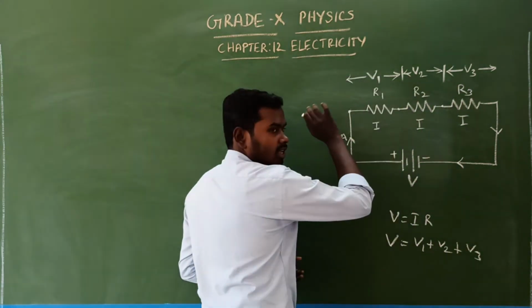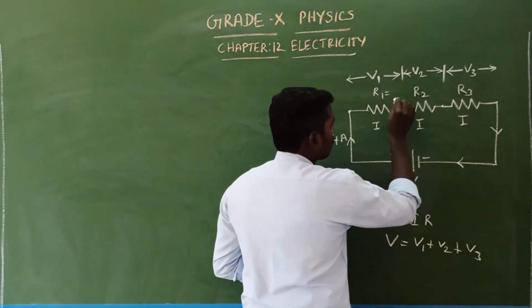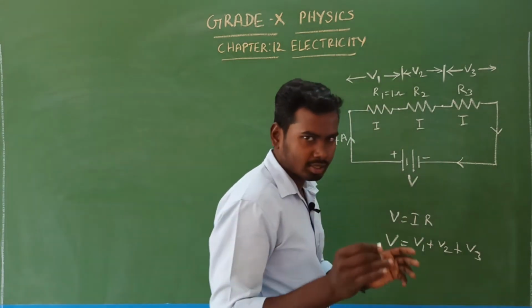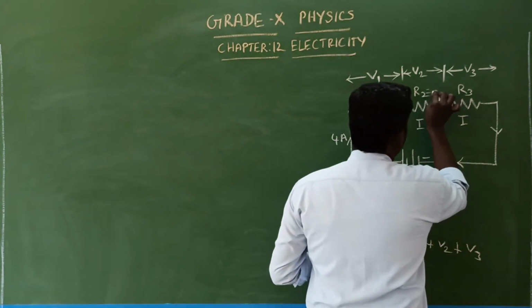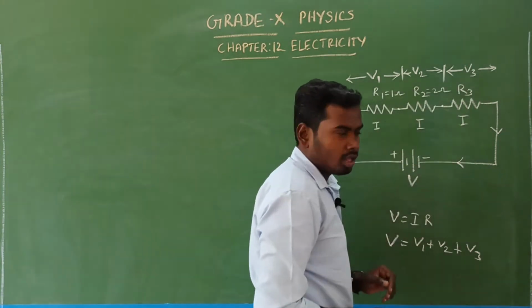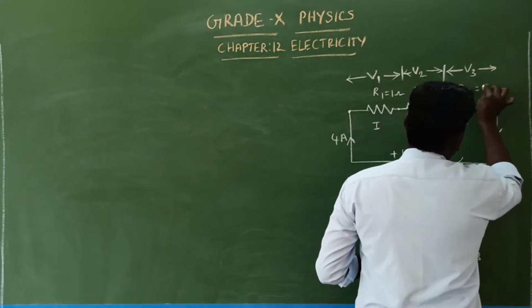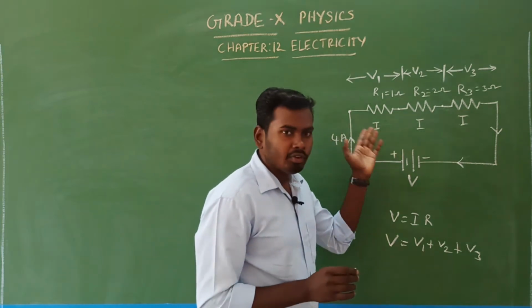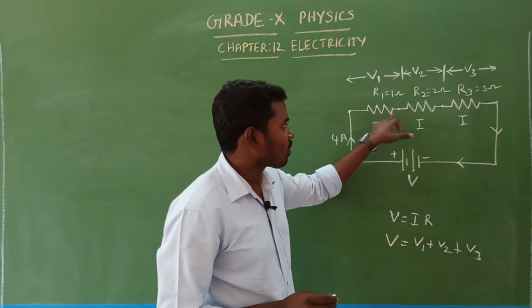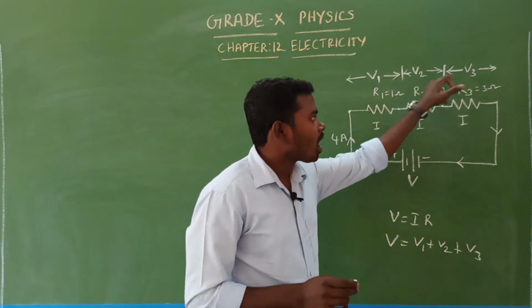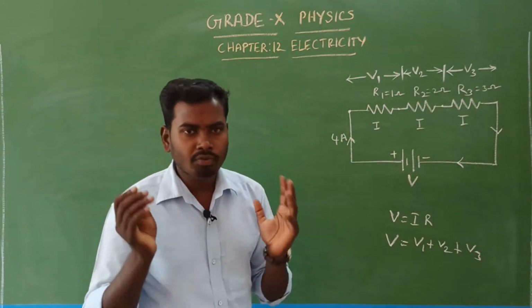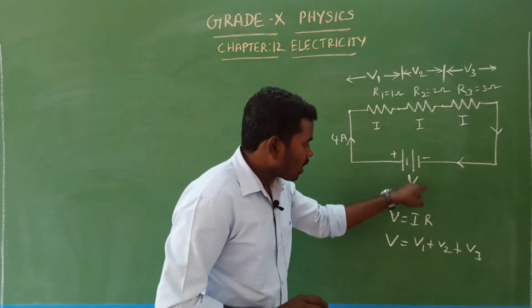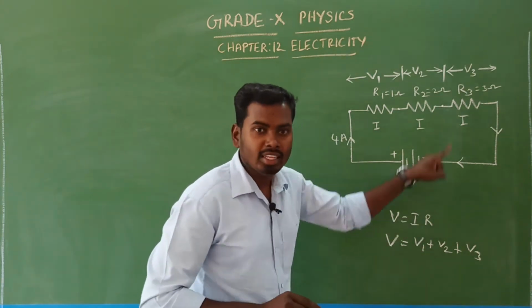For example, consider the resistor R1 value is 1 ohm. You just consider, this is for an example. Then the resistor R2 value is 2 ohm. Then resistor R3 value is 3 ohm. Look here. We have three different resistors. The first resistor value is 1 ohm, the second one 2 ohm, and the third one 3 ohm. Isn't it? Then what is the total resistance in this combination?